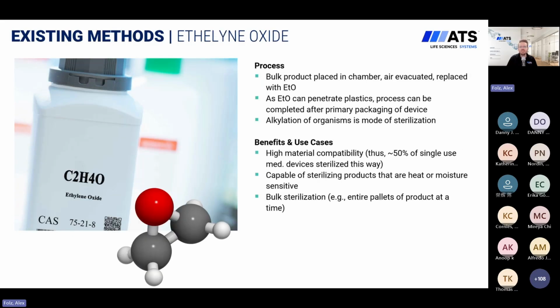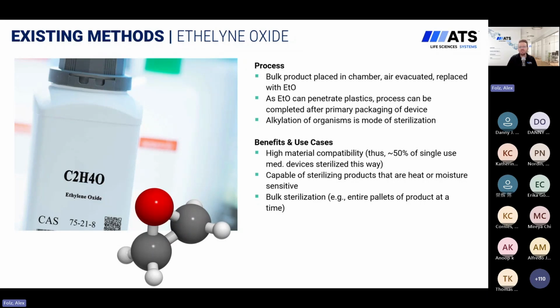Some other methods, ethylene oxide. So the process here with ethylene oxide sterilization is the bulk product is placed into a chamber, air is evacuated and replaced with ethylene oxide. Ethylene oxide is an organic compound, an odorless, colorless gas, and that's really what is being used to sterilize the product. So ethylene oxide can penetrate plastics, it can penetrate cardboards and boxes. So this process is typically done after primary or most of the time even secondary packaging of the device.